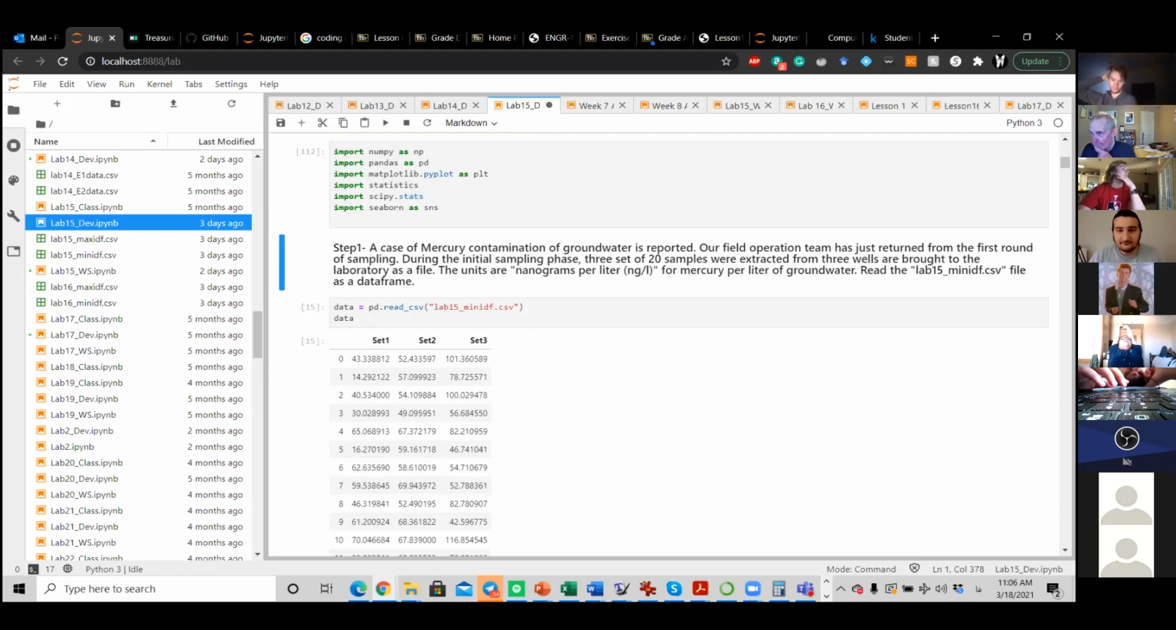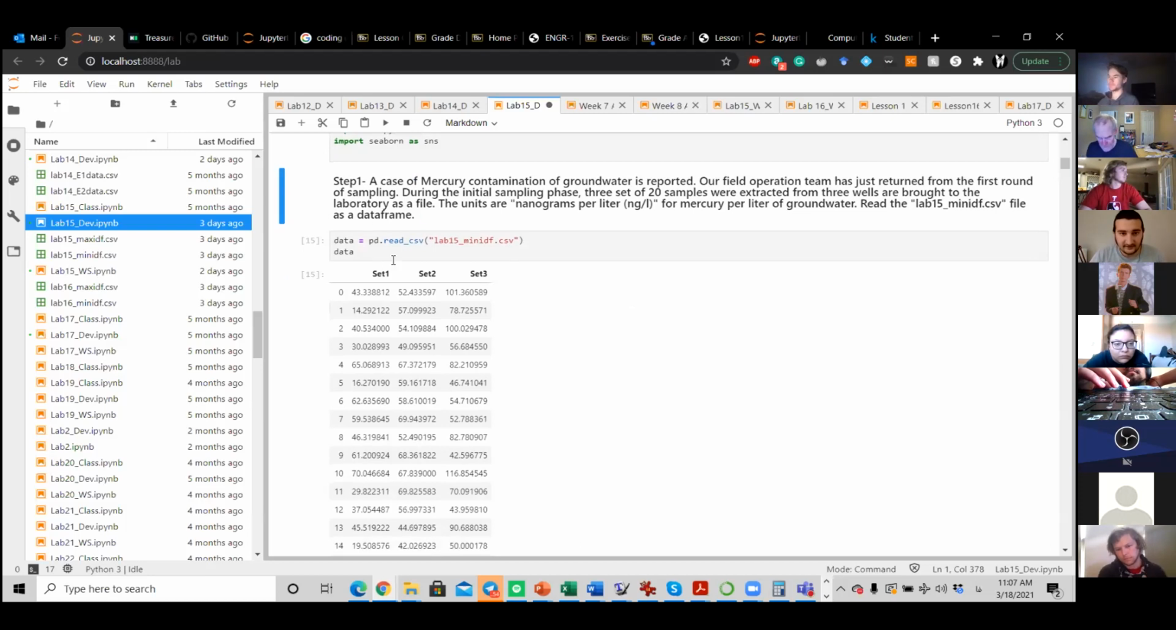So a case of mercury contamination of groundwater is reported. Our field operation team has just returned from the first round of sampling. During the initial sampling phase, 3 sets of 20 samples were extracted from 3 wells, and they were brought to the lab as a file. The units are nanograms per liter of groundwater. And if you read the lab 15 underline minidf.csv, you will have that data set.